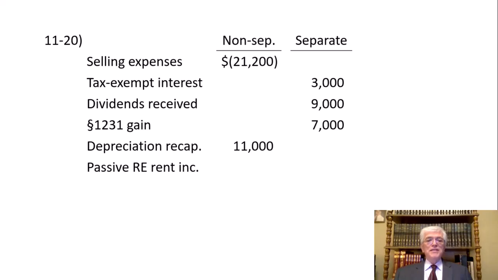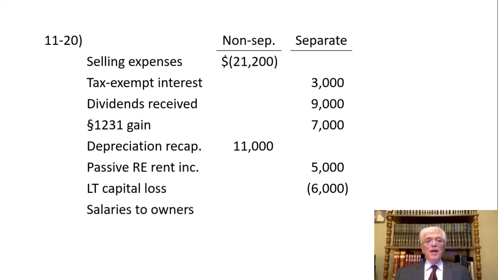Passive real estate rent income. That has to be separately stated because passive rent income is going to be treated differently from ordinary income on the individual's income tax return. Long-term capital loss, yes, that has to be separately stated as well for the same reason as the 1231 gain. We also have salaries to owners. That deduction is a non-separately stated item. It's only $12,000. Obviously, the owners have other sources of income besides their salaries.